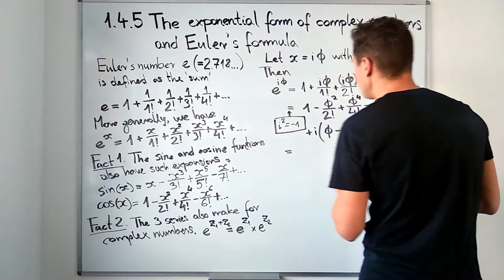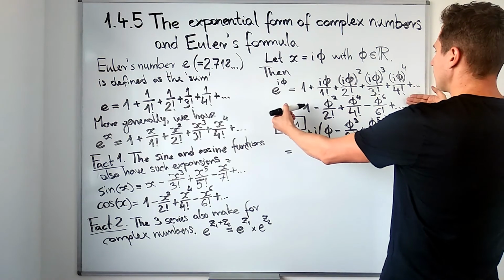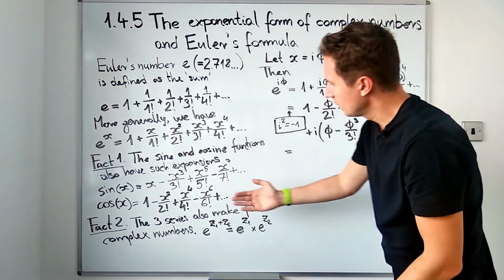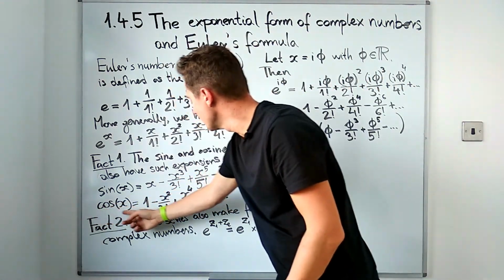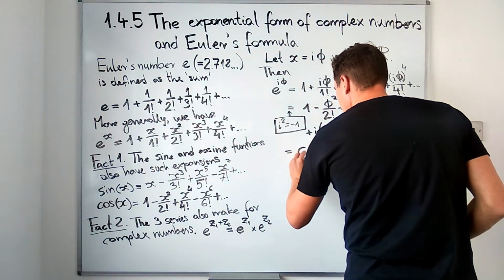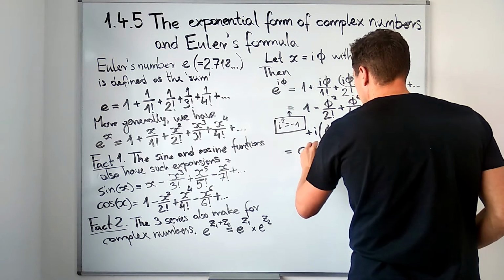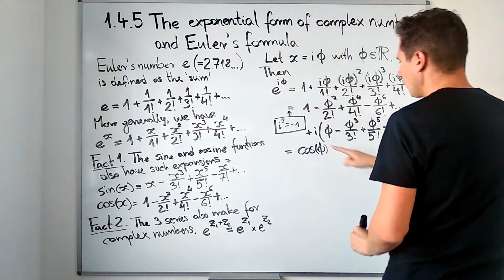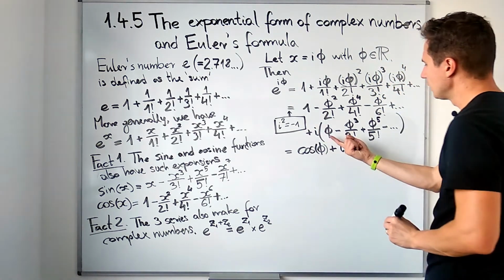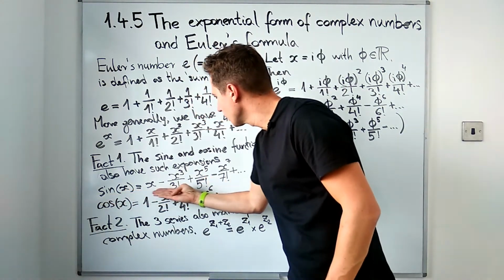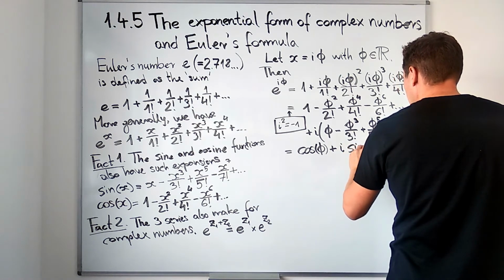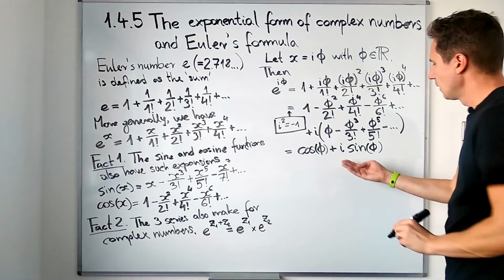What I want you to notice now is that the real part of this series, this expansion, is nothing but the cosine of phi. So if you look at the series for the cosine of x and replace x by phi, you will get the cosine of phi here as the real part. For the terms multiplying the imaginary unit I, you will see similarly the series expansion of the sine of phi appearing. So this is the sine of phi that multiplies I.